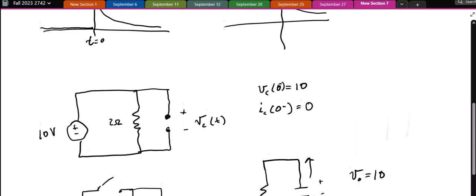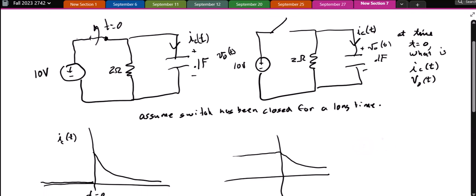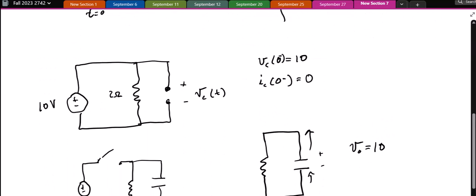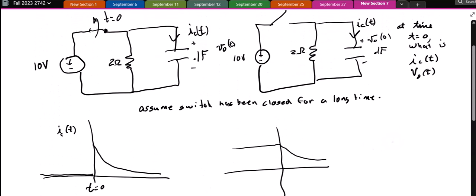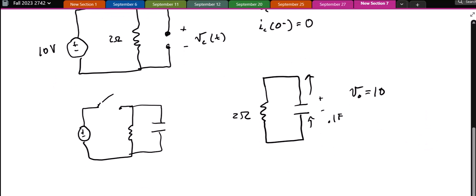Okay, well now let's find out what IC of 0 is. So IC of 0 is the current through the capacitor. And what do we have? 0.1 farads, 2 ohms. Now I know the current is going in that direction because the positive side of the capacitor is on the top, and so the current will flow from the higher potential to the lower potential, so it can go from the top down to the bottom.